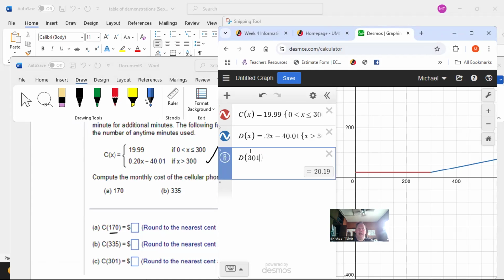Okay, so that's how to evaluate a piecewise function manually and also using the Desmos graphing calculator. And we can also see the graph of the entire piecewise function on the Desmos graphing calculator.